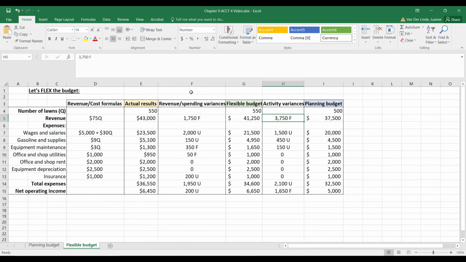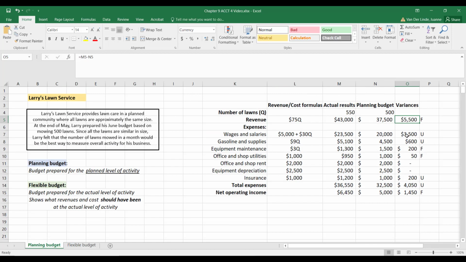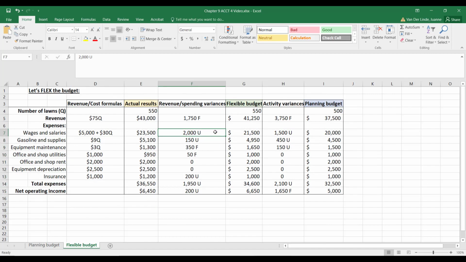And we did the same for all of the remaining items. For example, for any of these cost items, initially we found their regular variances between what we planned for and what actually happened, but then we broke down those variances between what portion of it is a spending variance and what portion of it is an activity variance. And these two will always add up to the overall variance when comparing planning to the actual results.